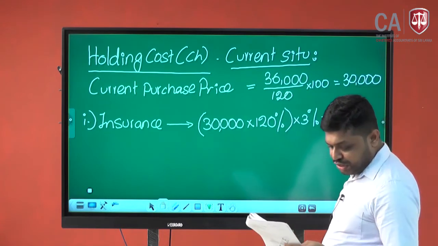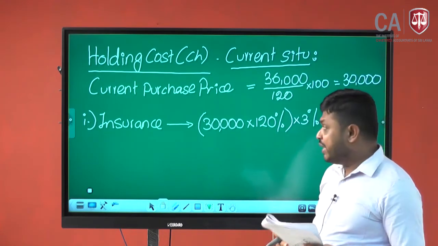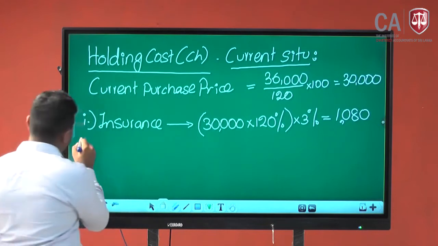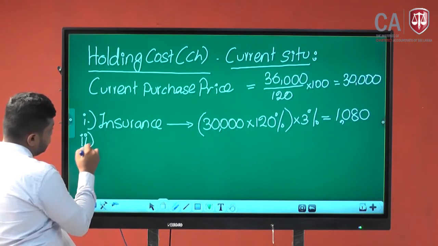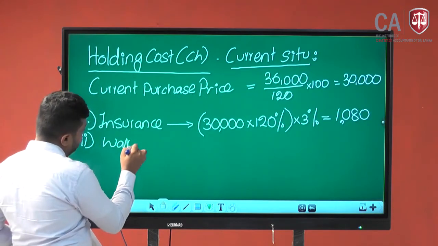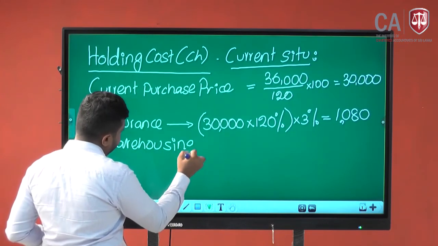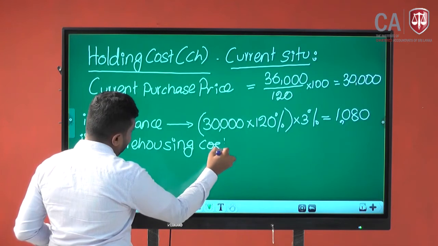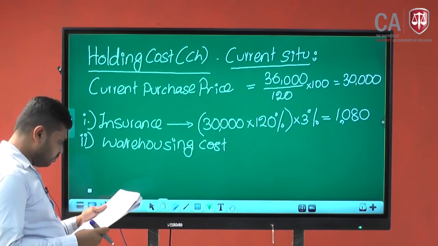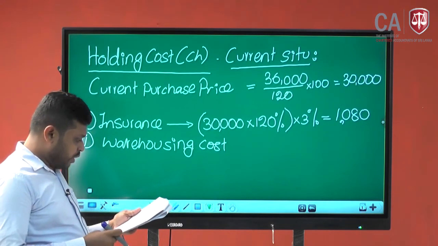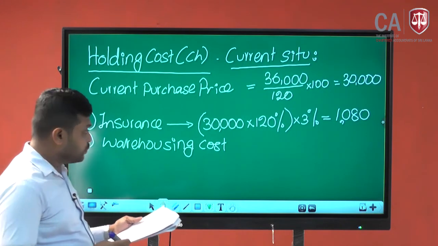1,080. That is insurance. It is mentioned that warehousing cost is 500 per unit. Warehousing cost. Holding cost per unit, warehousing cost is 500.